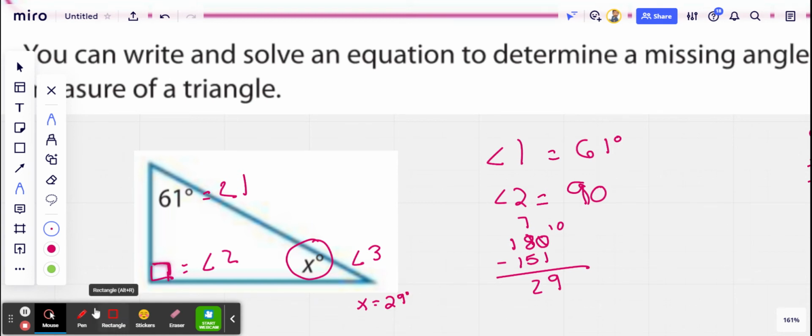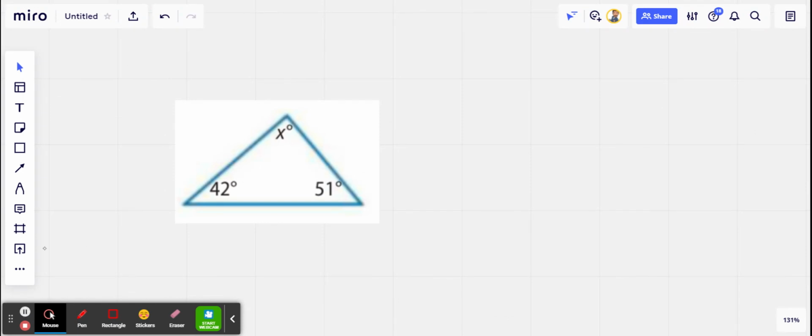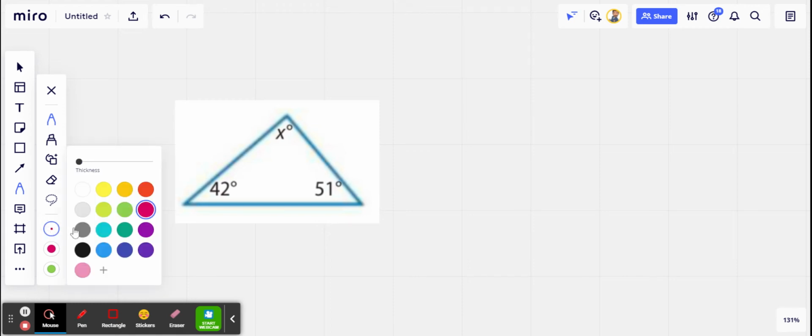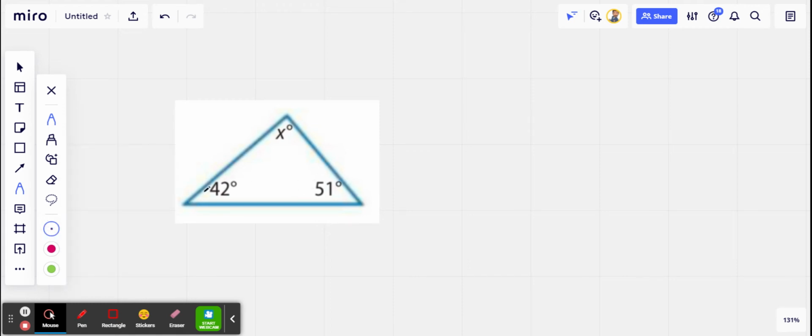Let's look at another one. We know that if we add all the interior angles of a triangle, it equals 180 degrees. So let's start by adding our two given angles. One's 51 plus 42. That's 93. We know this angle plus this angle plus this angle equals 180. So let's take our total sum, which is 180, and subtract 93. Let's see what our missing angle is.